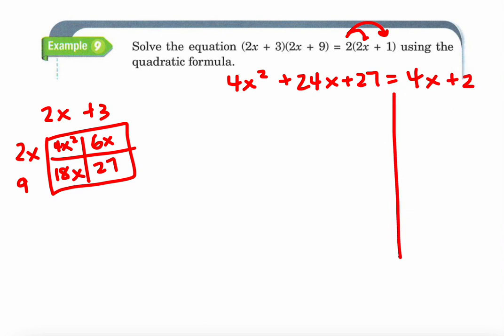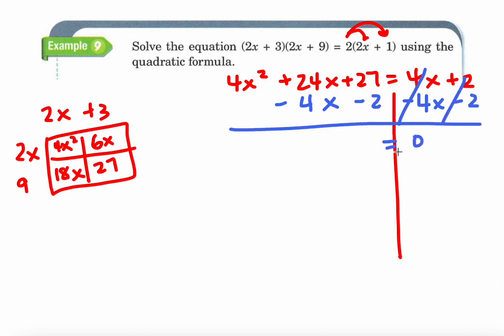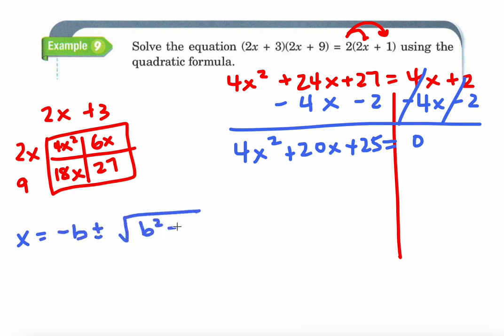Now we can put all this stuff, move it from one side to the other. So let's move this 4x by subtracting it. And let's subtract this 2. Cancel, cancel. We want 0 on one side because we need everything in that quadratic format to use the quadratic formula. This becomes plus 20x, and this is plus 25. Okay. And then I can use my quadratic formula. My quadratic formula is x equals negative b plus or minus the square root b squared minus 4ac all over 2a.